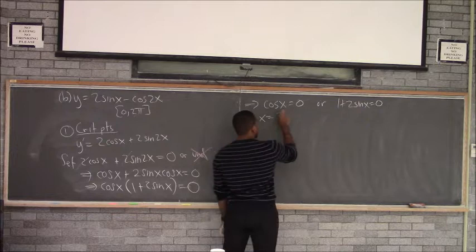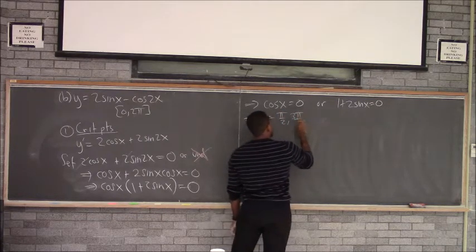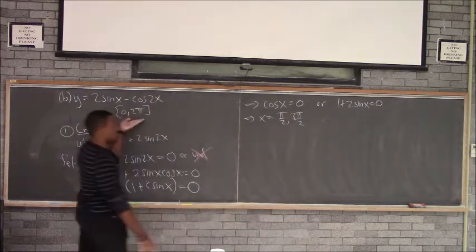Pi over 2, 3 pi over 2. It hits 0 more than that, but I only care about this interval.